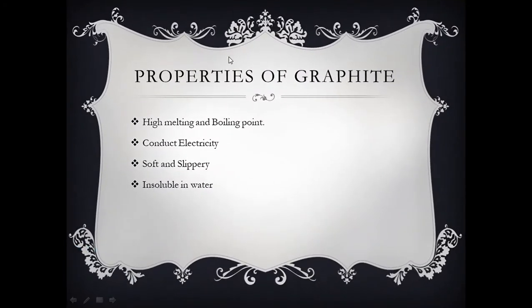Now we could see the properties of graphite. High melting and boiling point. Conduct electricity. Soft and slippery, insoluble in water. High melting and boiling point because it has very strong covalent bonds around a large number of atoms. Conduct electricity because it has that 1 free electron which I told you earlier. Soft and slippery because of those weak van der Waals forces that make the layers of carbon atoms slide over each other. Insoluble in water, I said that it's common to all.